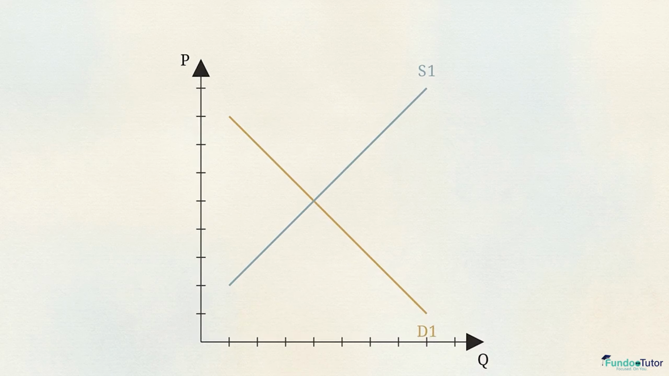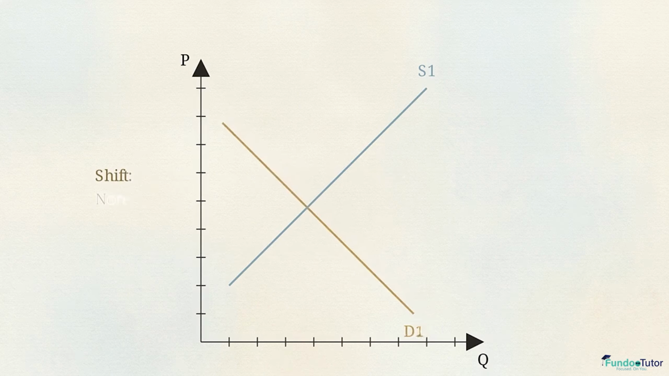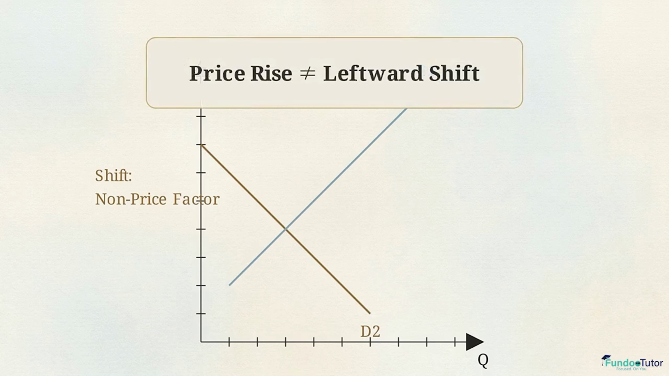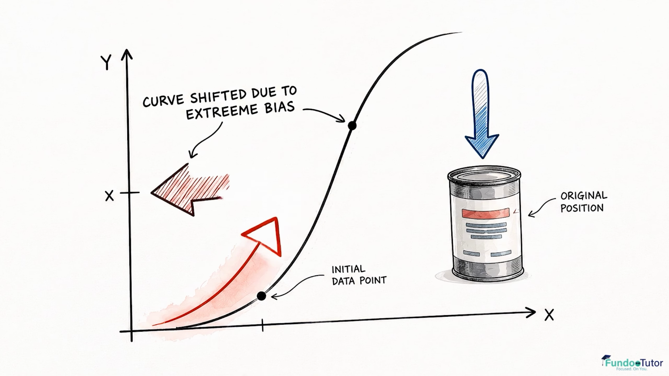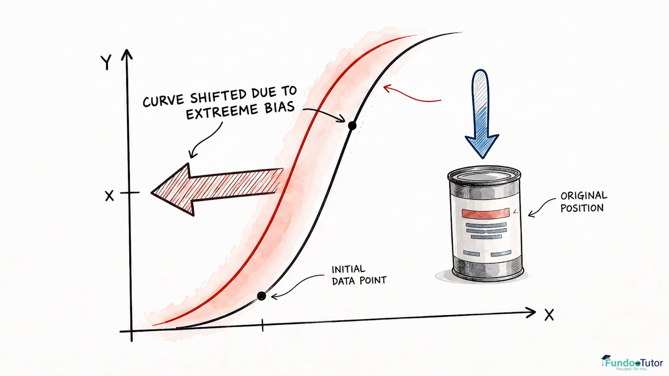The trap in this question is blaming a leftward shift on a rise in the product's own price. A change in the product's own price only creates a movement along the existing curve. It takes an external factor, like changing incomes, for the entire curve to shift. Leftward shifts consistently indicate that an external factor, like falling wages or better market alternatives, is destroying consumer demand at every price point.